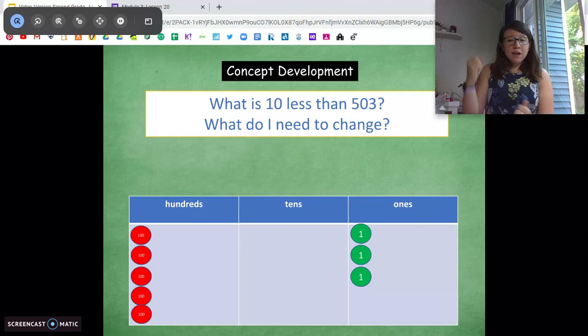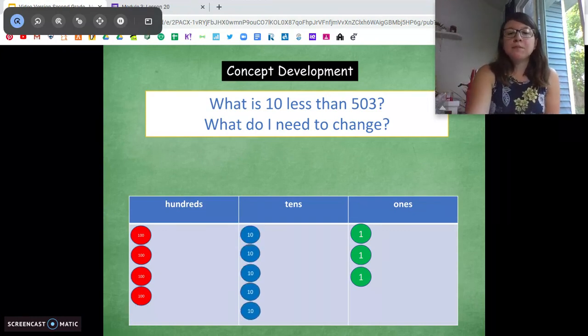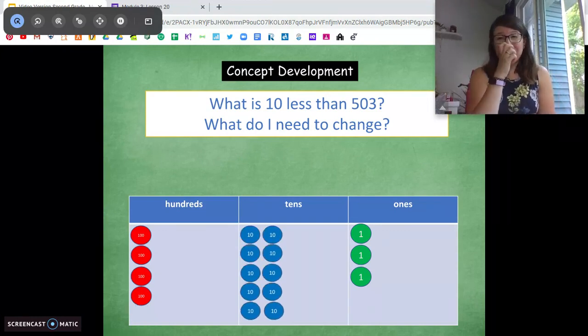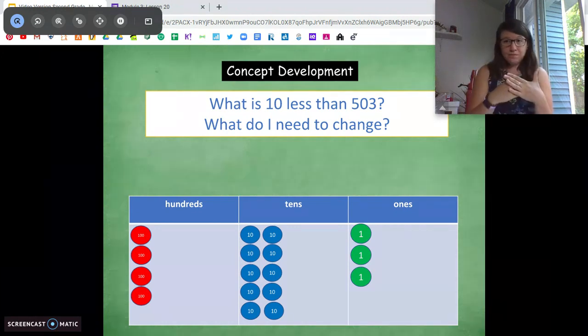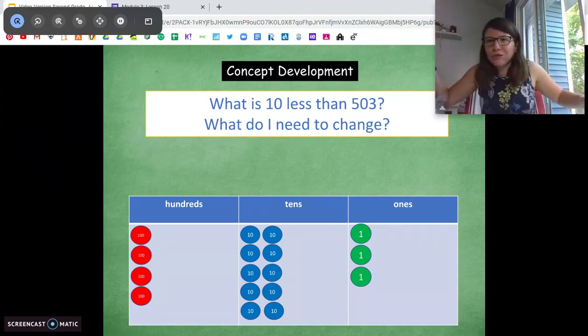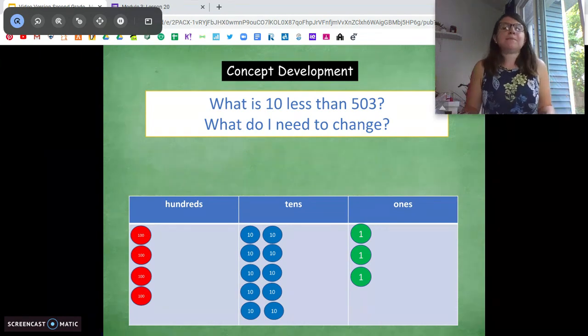So let's take one of the hundreds off and then put some tens in its place. Make sure you do 10 tens. It has to be equal. Okay, when we're switching between the place values, make sure it has to be equal. So when you take 100 away, put 10 tens in its place. Don't put 5 tens, don't put 13 tens. Make sure you do 10 tens.